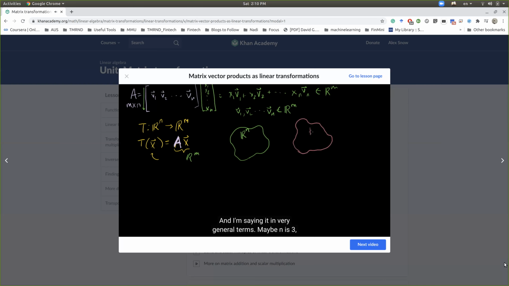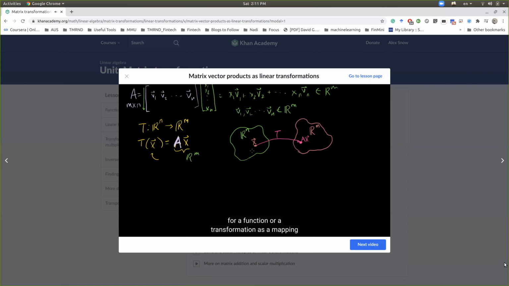And I'm saying it in very general terms. Maybe n is 3, maybe m is 5, who knows? But I'm saying it in very general terms. And so if this is a particular instance, a particular member of set Rn, so this is that vector, our transformation or our function is going to map it to this guy right here, and this guy will be a member of Rm, and we could call him Ax. Or maybe if we said Ax equals B, we could call him the vector B, whatever, but this is our transformation mapping.